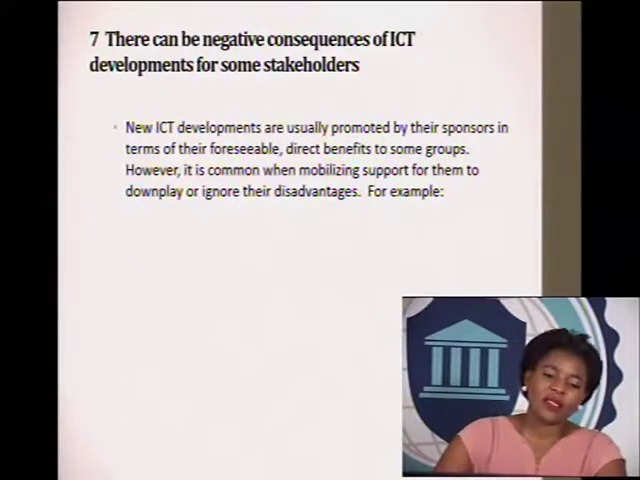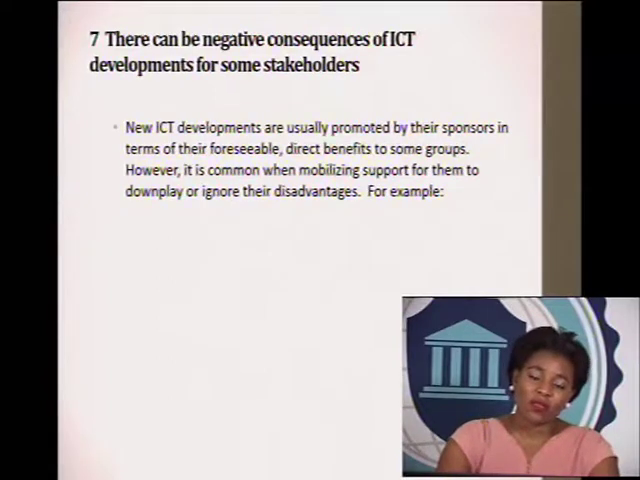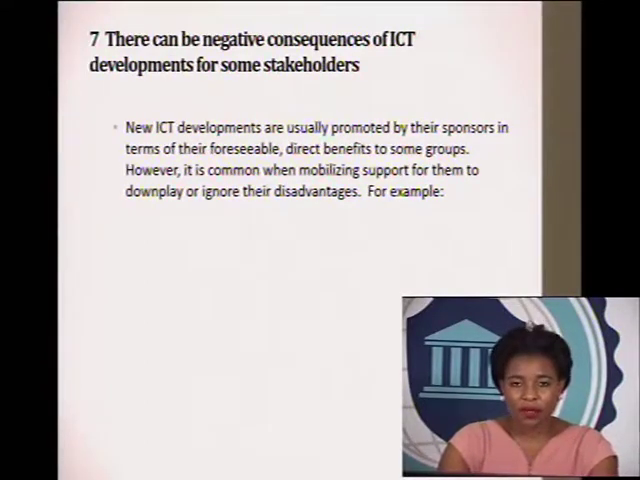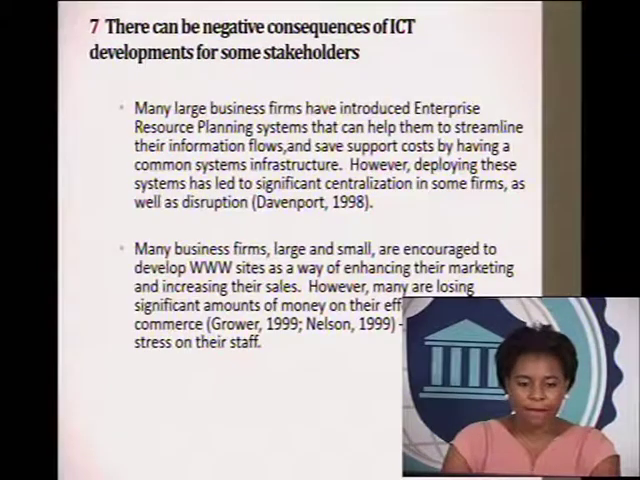Okay, the seventh consequence that I've outlined here is that there can be negative consequences of ICT development for some stakeholders. How do you understand the term stakeholders? New ICT developments are usually promoted by sponsors in terms of their foreseeable direct benefit to some groups. However, it's common when mobilizing support for them to downplay or ignore their disadvantages.